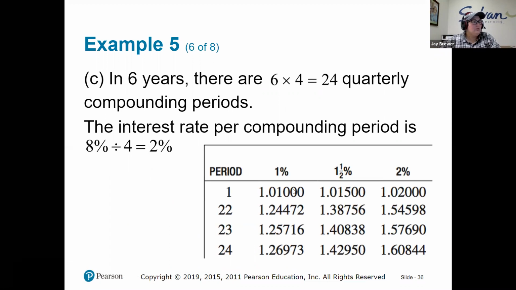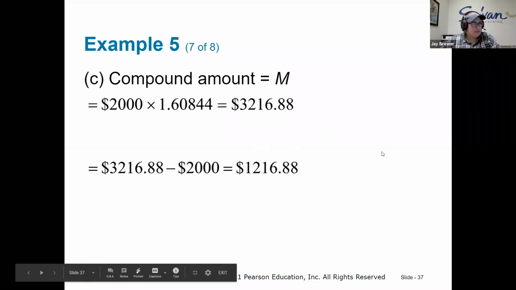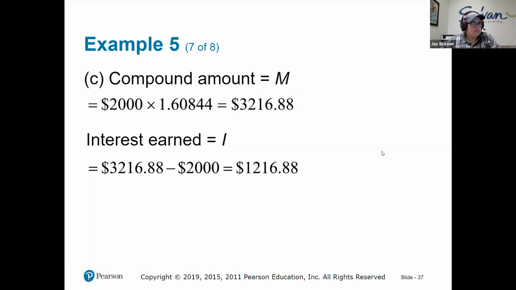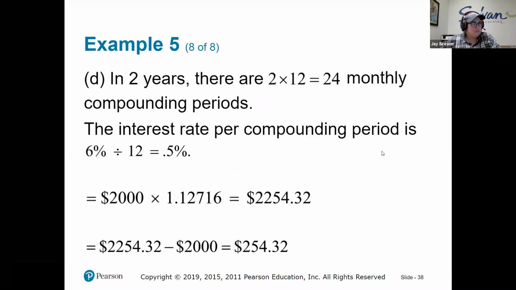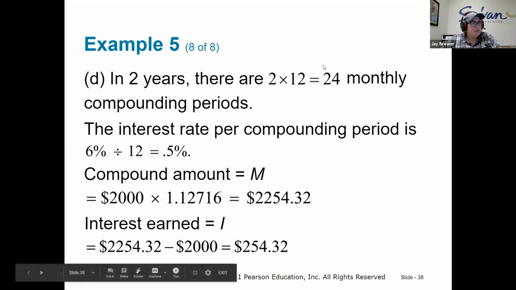Here we go again, 24 periods, and down the 2 column. Do your multiplication, do your subtraction. If you need to rewatch this later, I will put it up for you. Again, you get this from the table, and do your subtraction.